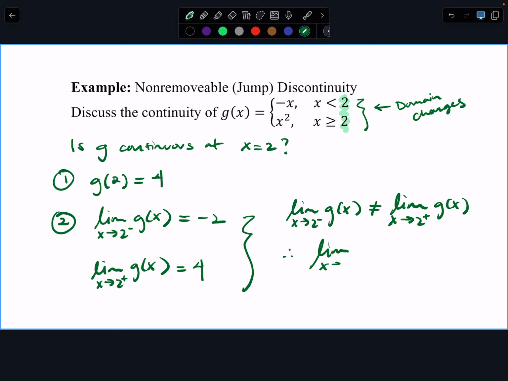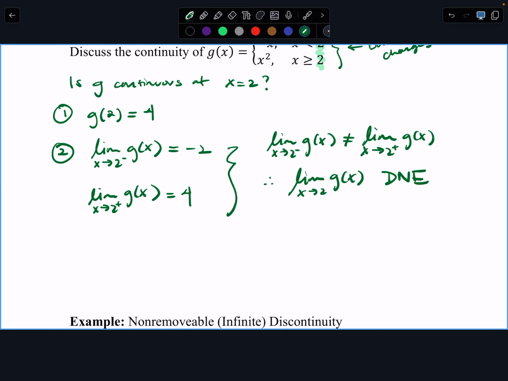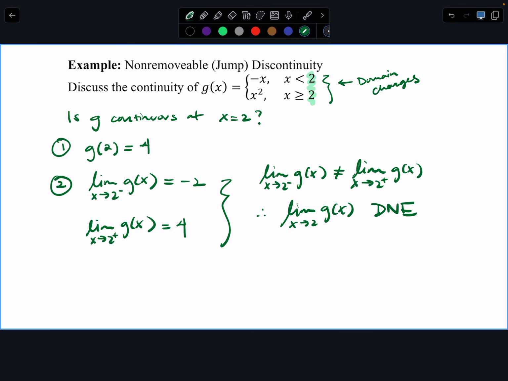That means that the two-sided limit would be DNE. Because the limit is DNE, we can say that means that g has a non-removable discontinuity at x equals 2.